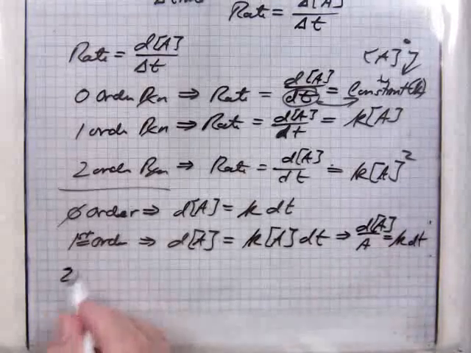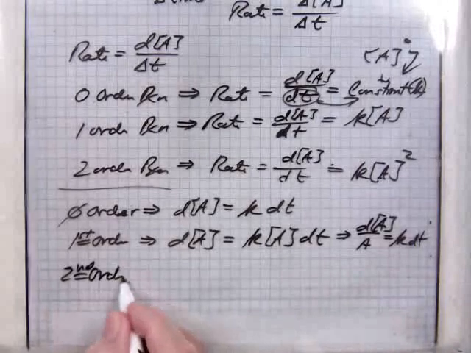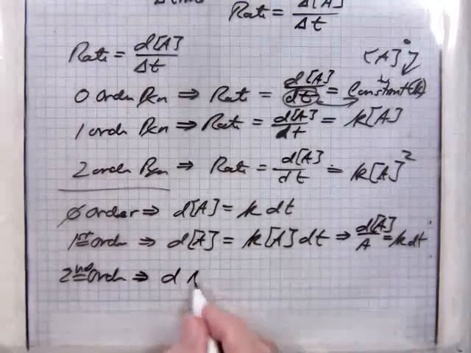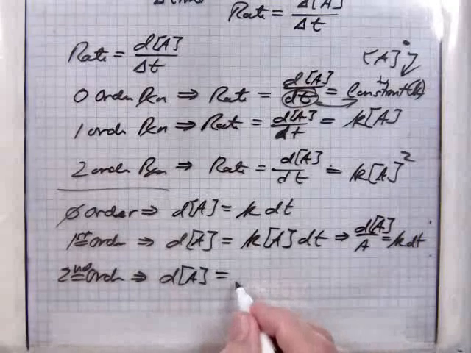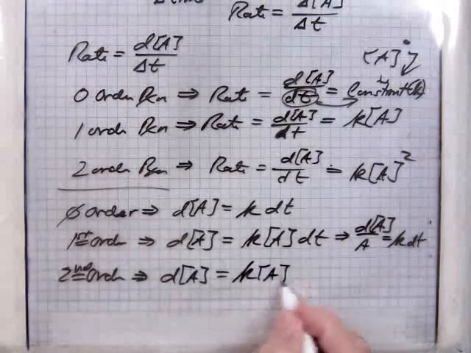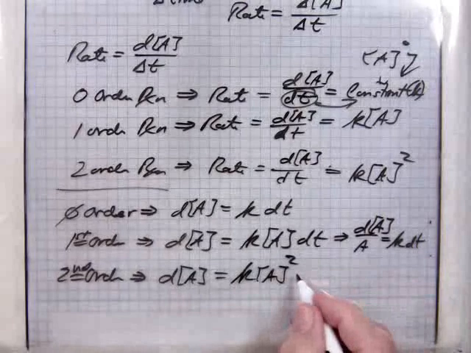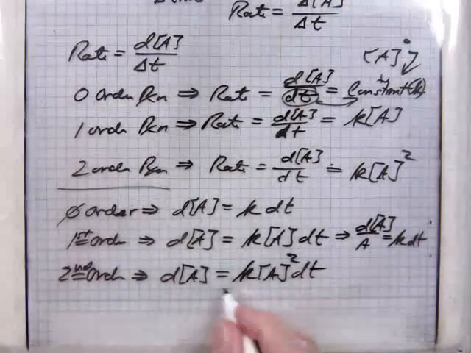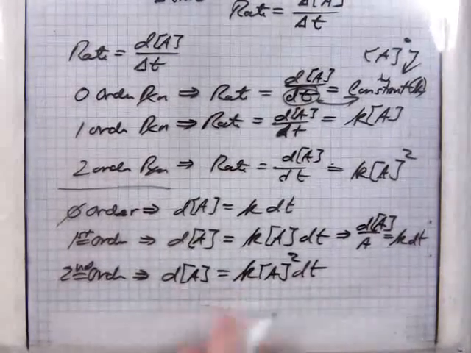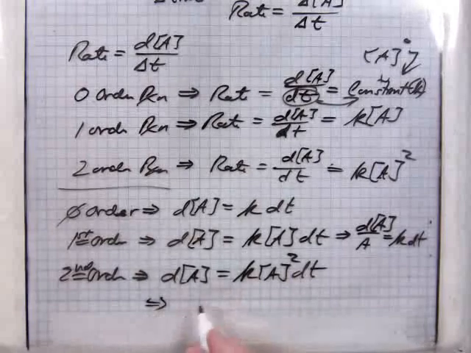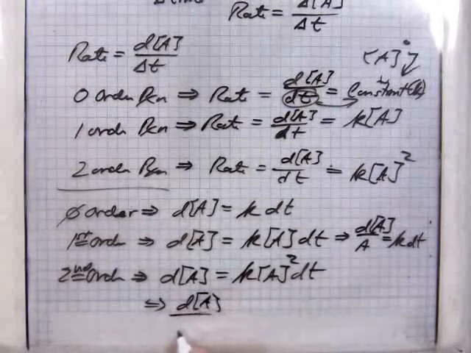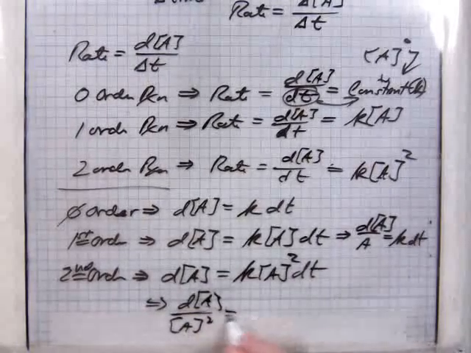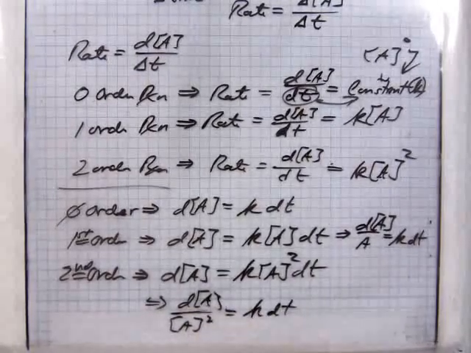And then in second order is dA equal to K A squared dt, and that ultimately goes to dA over A squared to equal K dt.